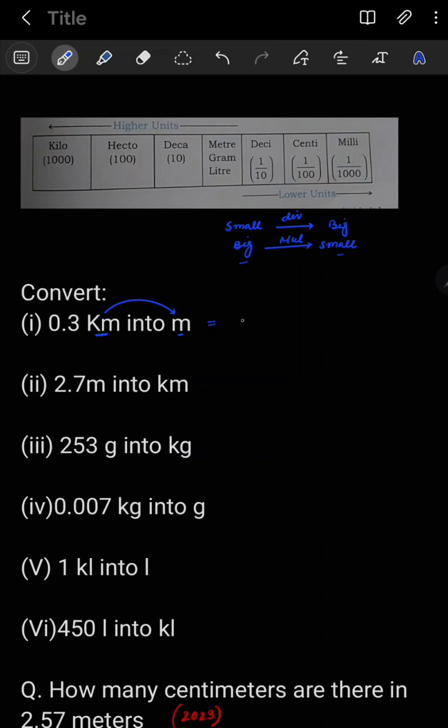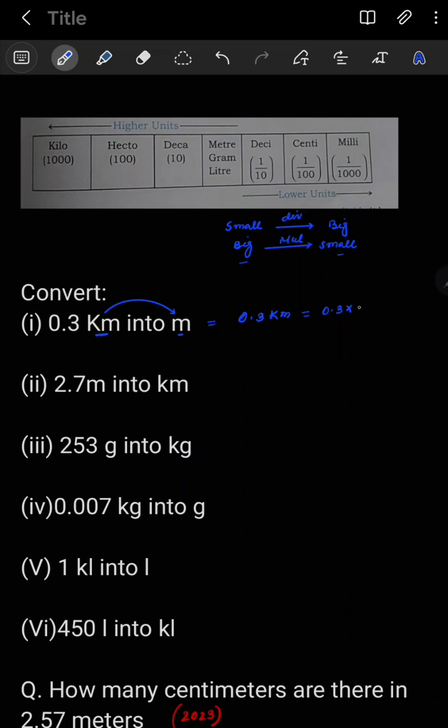So your value, how much is given? It is given 0.3 kilometer. If you want to convert into meter, you have to multiply 0.3. How much do you have to multiply? Just now I told you that if you want to convert kilometer into meter, you have to multiply with 1000. If you memorize, well and good.